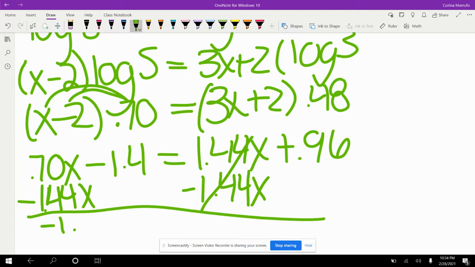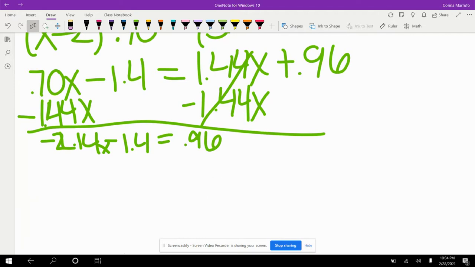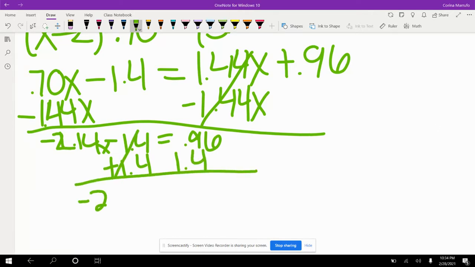That gives me negative 2.14. Okay, minus 1.4 equals 0.96. Then I'm going to take this minus 1.4 and add it. What I do to one side, I have to do to the other side. This cancels, so negative 2.14x equals 0.96 plus 1.4, and that's going to give me 2.36.